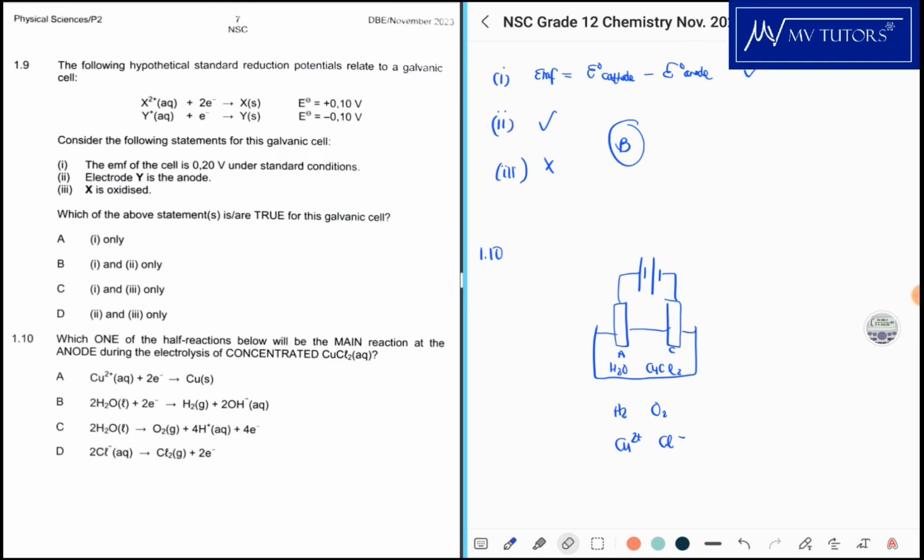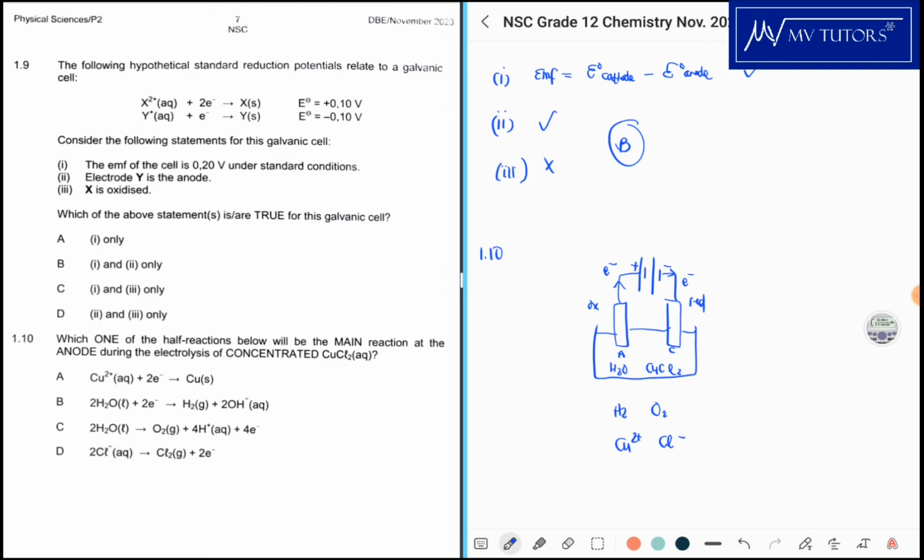All right, so you have all of that in the mix, and we have our anode. Basically our electrons are going, okay, positive, negative. All right, anode, that's where oxidation occurs, and cathode, that's where the reduction occurs. So which one of the following half reactions below will be the main reaction at the anode during the electrolysis of concentrated copper chloride?